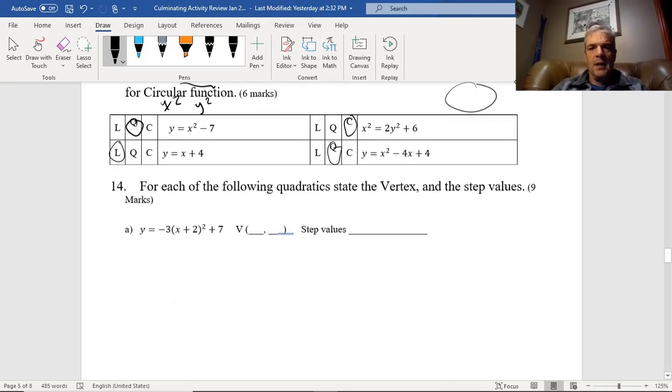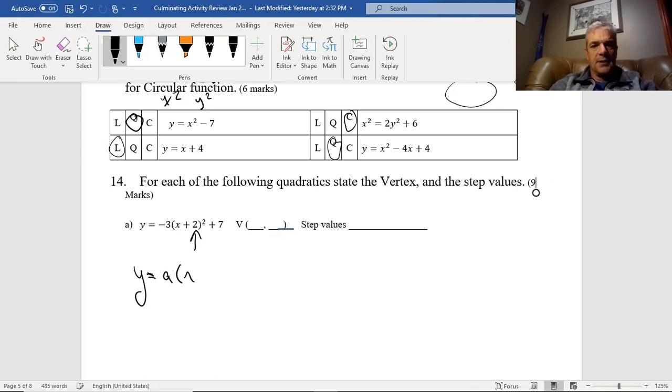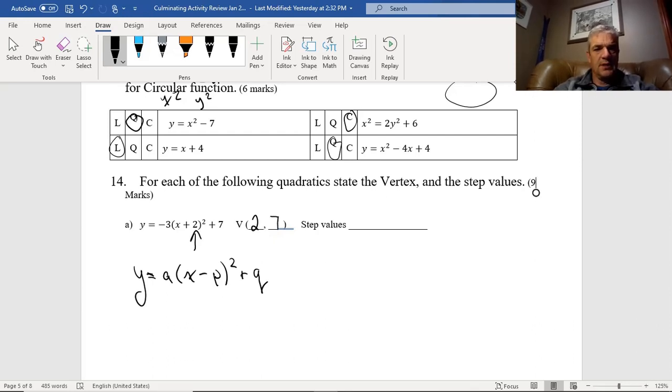All right, let's move on, and we're going to do this one here where I showed you how to do these questions. You want to be able to find the vertex and the step values, and that would be valuable information in graphing, which we'll do later. To get the vertex, the x value of the vertex comes from this point here. You might have remembered y equals a(x minus p) squared plus q, and your vertex x-value is your p-value, which changes sign. So your x part of it is 2, and your y value of the vertex does not change, so that will be 7.